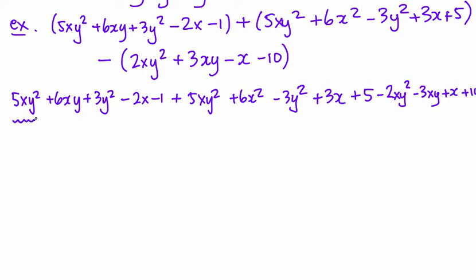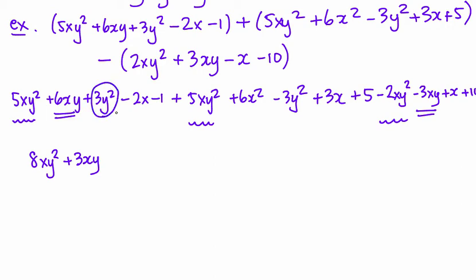Okay, and now I look for like terms. So here's some xy squareds, here's some xy squareds, and here's some xy squareds. So 5 and 5 is 10, take away 2 is 8 xy squareds. Then I've got some xy's and some xy's, and it doesn't look like I have any others, so 6 take away 3 is plus 3xy. So by putting little symbols on or crossing them out as I go, I'll also know which terms I've used.